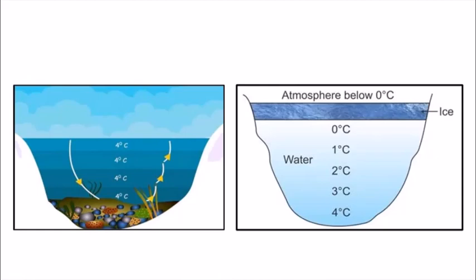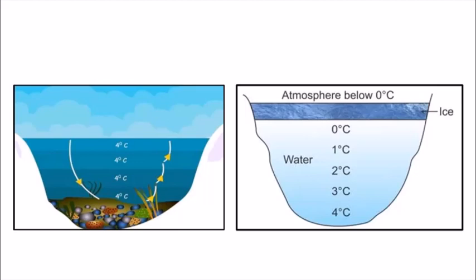Now you must have seen in the cold regions that the top layer of any water body freezes, but inside, the aquatic life is preserved. This is because of the anomalous behavior of water only. As water goes from 0 degrees Celsius to 4 degrees Celsius, it contracts, and beyond 4 degrees Celsius it expands. So the density of water is high at 4 degrees Celsius.